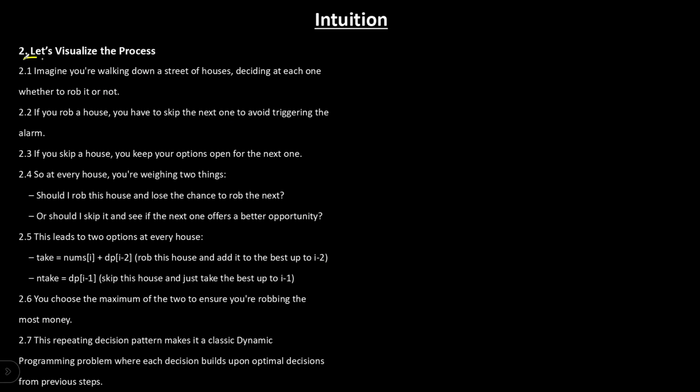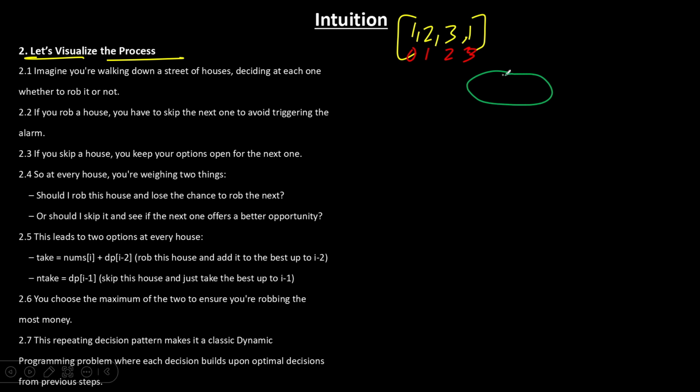Now let's try to visualize the process. Suppose we have this scenario with us, and we are starting with index 0. Let me write the indexes also. So if you're standing at index 0, you have two options. Either you could take it or you could skip it. T means take, S means skip. Okay, just go that way.